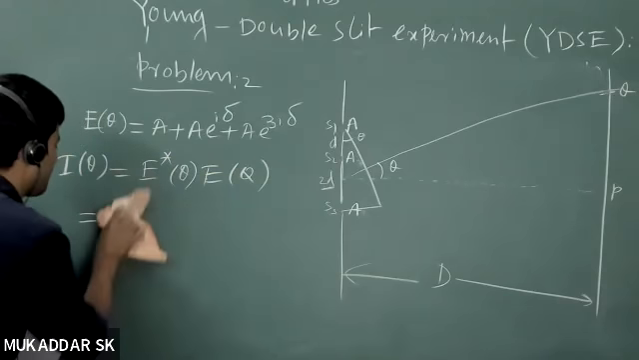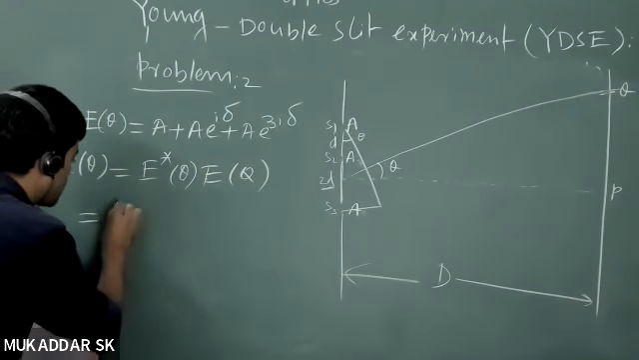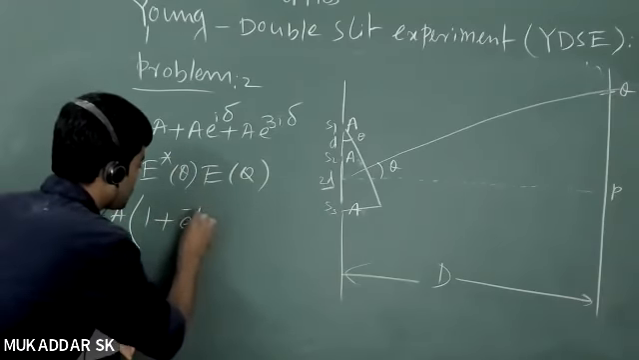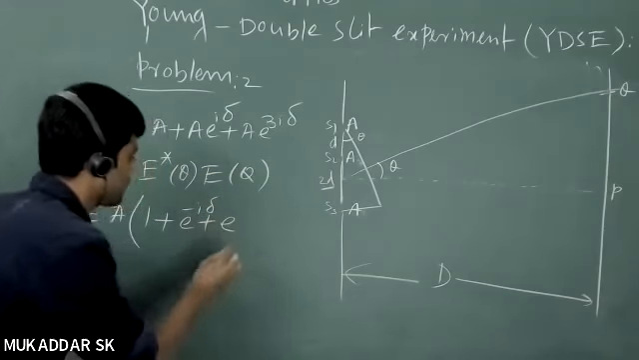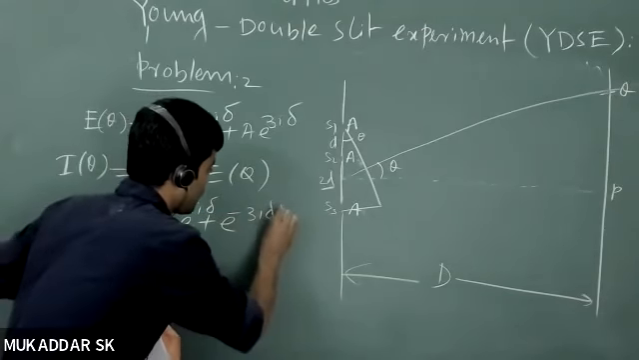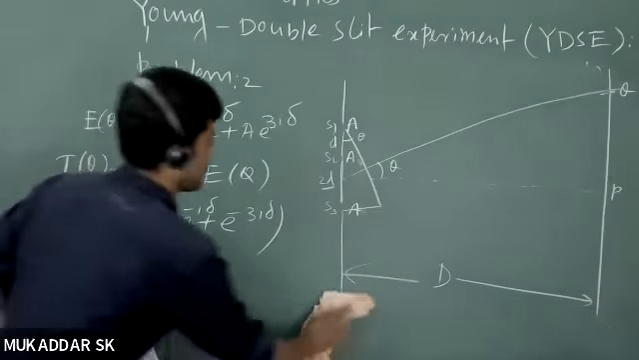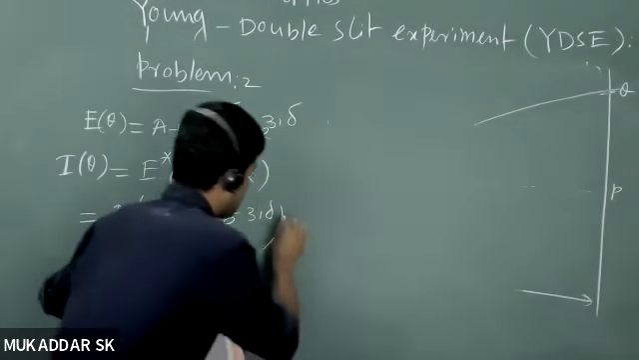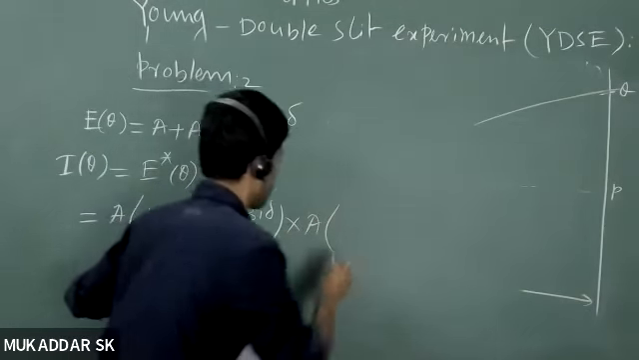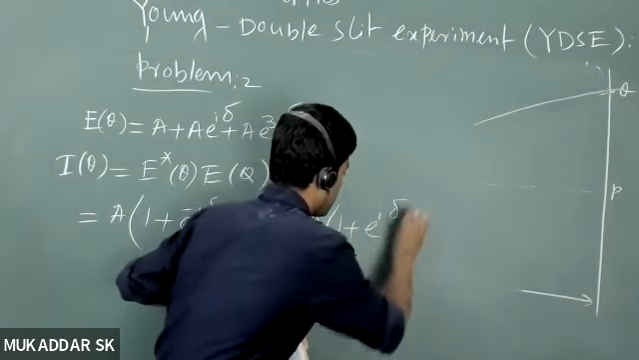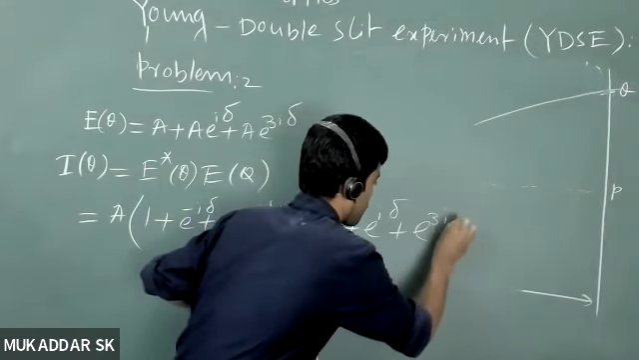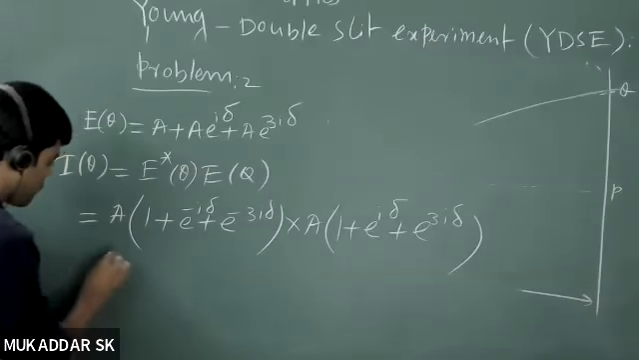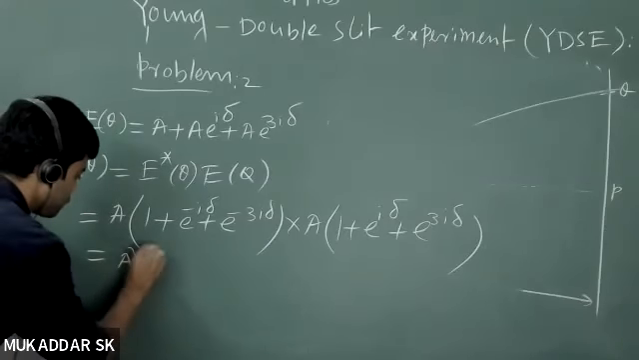So now let us take amplitude A common. If you take A common, it will be how much? 1 plus exponential minus i delta plus exponential minus 3i delta, right? That is from E star. And same thing from E, how much you will get? You will basically get capital A into 1 plus exponential i delta plus exponential 3i delta. Okay. So A into A, that will be your A square, right?